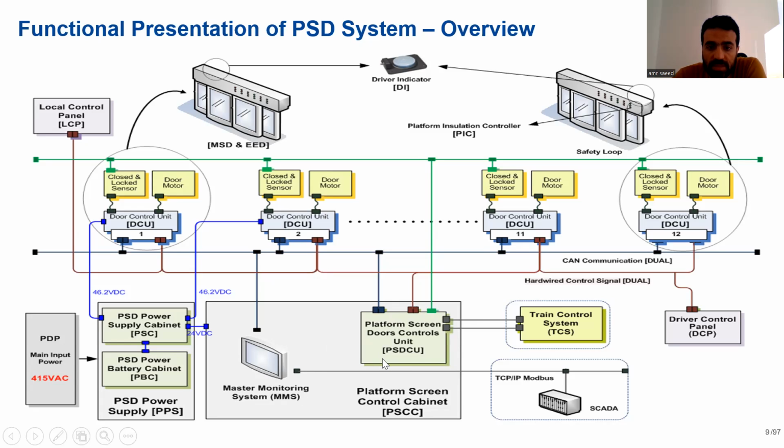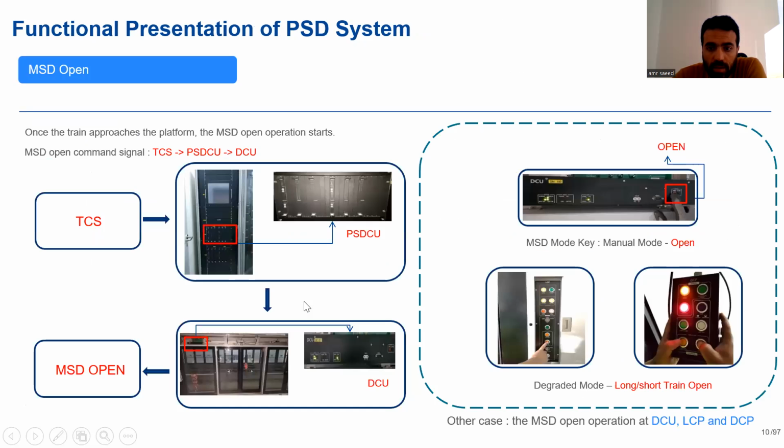We have PSDCU, which totally controls the PSD after receiving a signal from TCS, train control system. As you see here, this is another subsystem called train control system, which gives the platform screen doors control unit the signal to open or close the doors. This is the driver control panel, which controls MSD opening and closing. We'll see each component in much more detail.